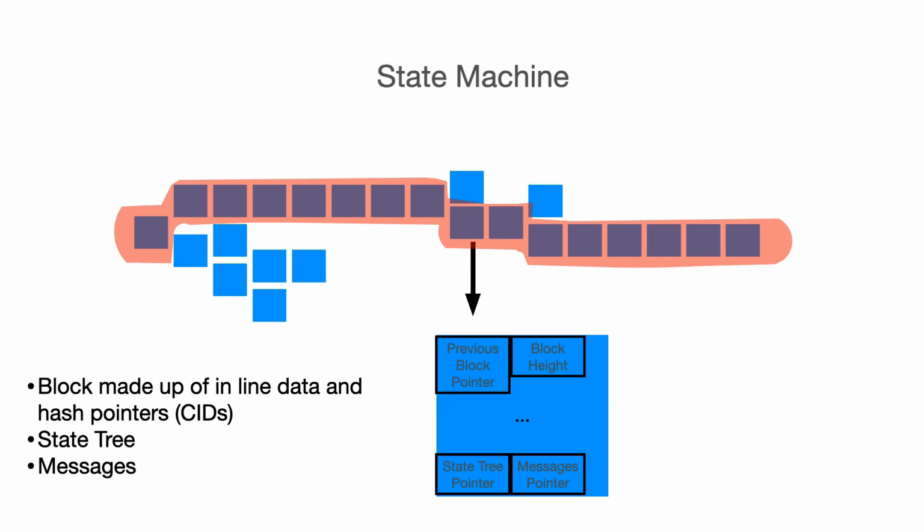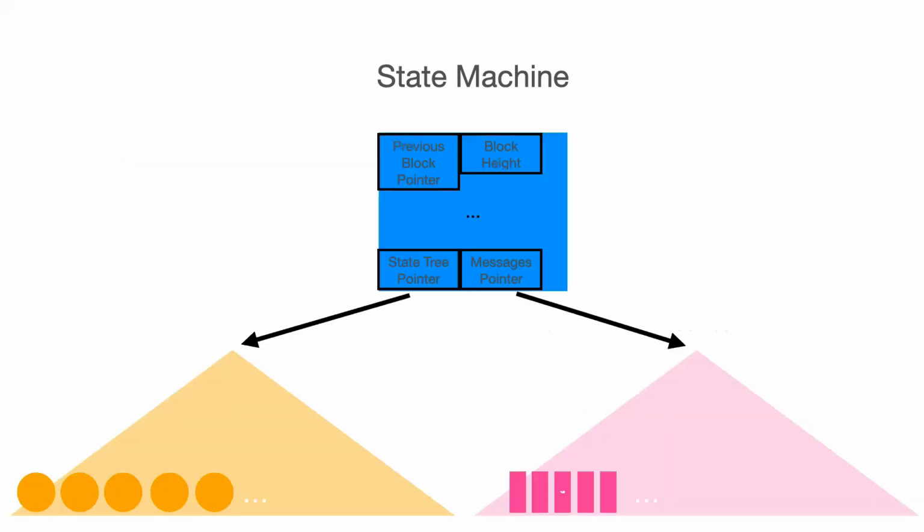Yeah, and so the two main pointers in the block header, and the two that we're going to focus on today, are really the big one, the state tree pointer, which points to the global state of the Filecoin network. And I'll talk about what exactly that is and how it connects to actors. And then there's also the messages pointer, which points to the messages in a block. So if you look at the state tree pointer, it points to basically a giant global map of every actor in the system.